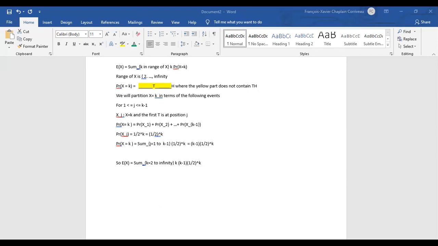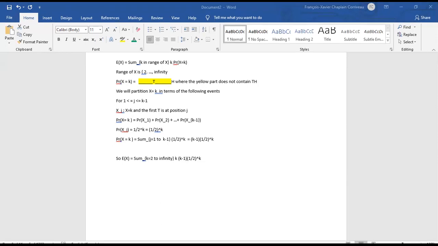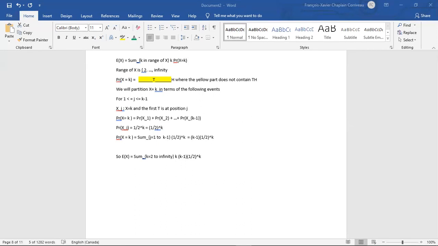If I do it myself, I guess I might as well do it myself. Wolfram Alpha. So sum from k equal to 2 to infinity of k times (k minus 1) over 2 to the k. Hopefully, I did not do a typo. It's equal to 4.